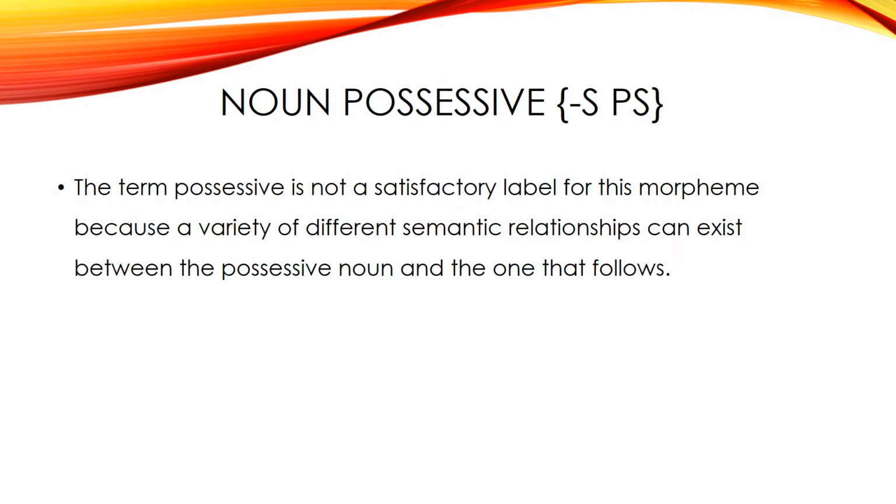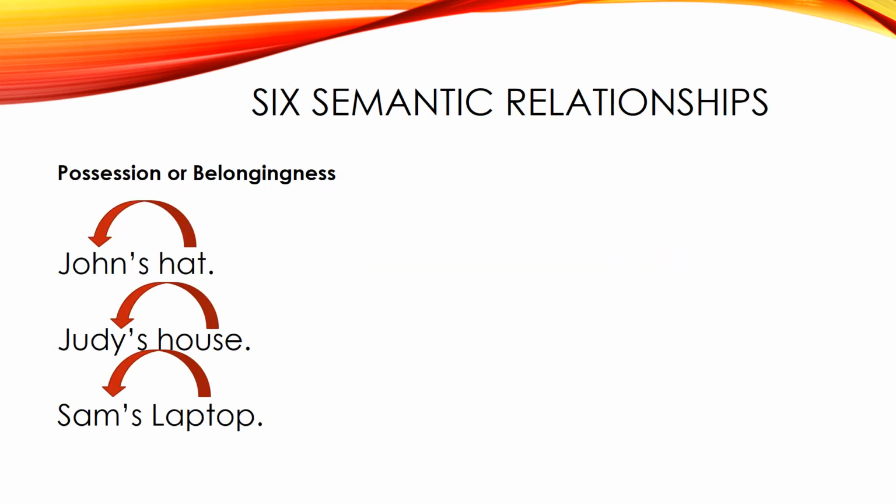There are 6 relationships, semantic relationships, between the possessive noun and its follower. خلونا نشوفهم. The first one is possession or belongingness، واللي هي طبعا أسهل وحدة خلينا نقول. It's the easiest one. Possession or belongingness، التملك، مثل John's hat، يعني this hat belongs to John. Or John possesses this hat. Judy's house، يعني this house belongs to Judy. Sam's laptop, this laptop belongs or is possessed by Sam.